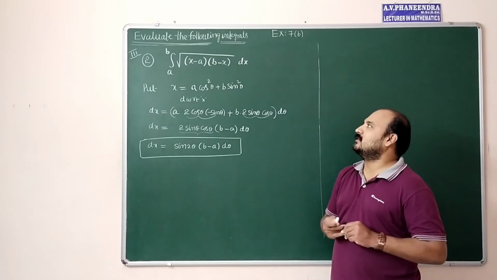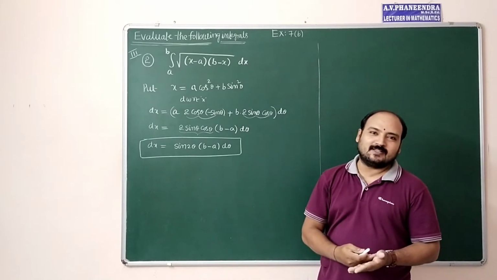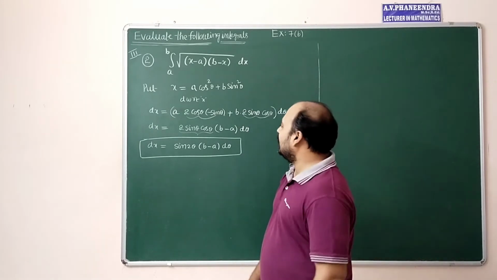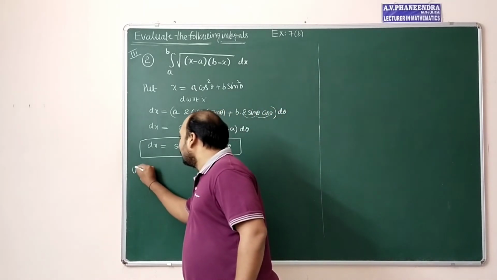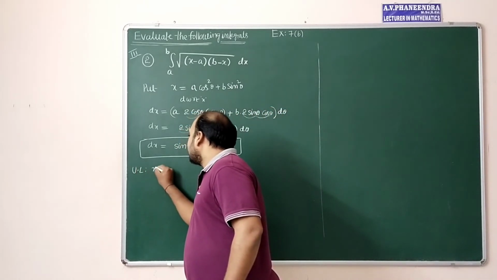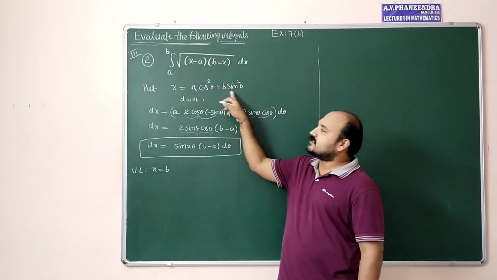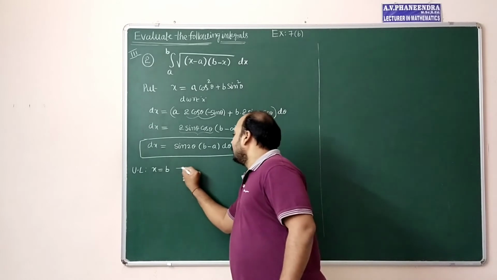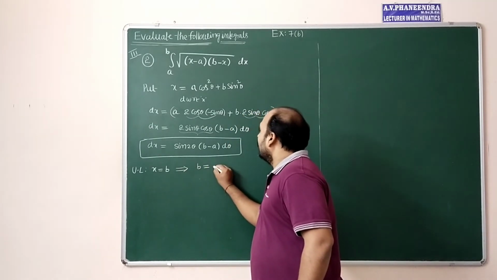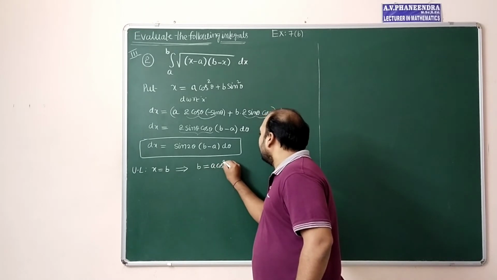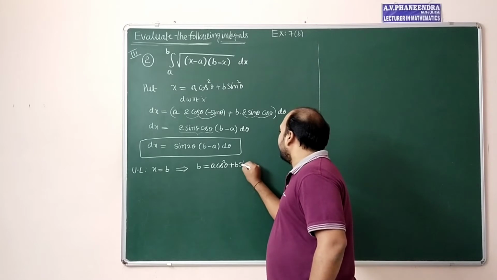After that, whenever we are taking a substitution, limits will change obviously. So now I am calculating the limits. Observe. First the upper limit. When x is equal to b, substitute in this. So b equal to a cos square theta plus b sin square theta.